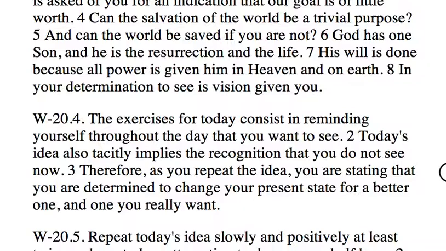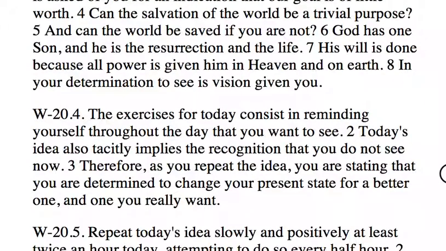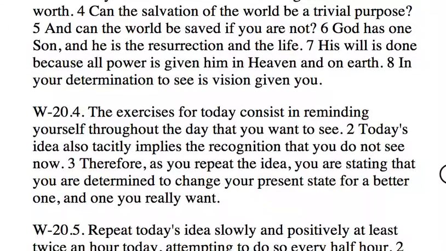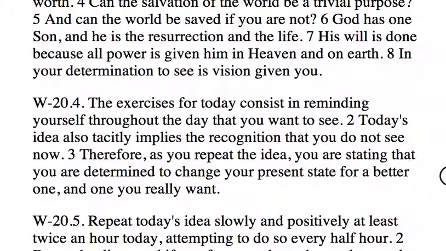But there's also been the other practice: during the day, when situations arise, that's the time that you can apply the idea also. So the exercises are more these formal structures, and then throughout the day we will use these lessons when the need for it arises. Let's see, what does it say? Today's idea also tacitly implies the recognition that you do not see now. So as you repeat the idea throughout the day, you're stating that you're determined to change your present state for a better one and one you really want.